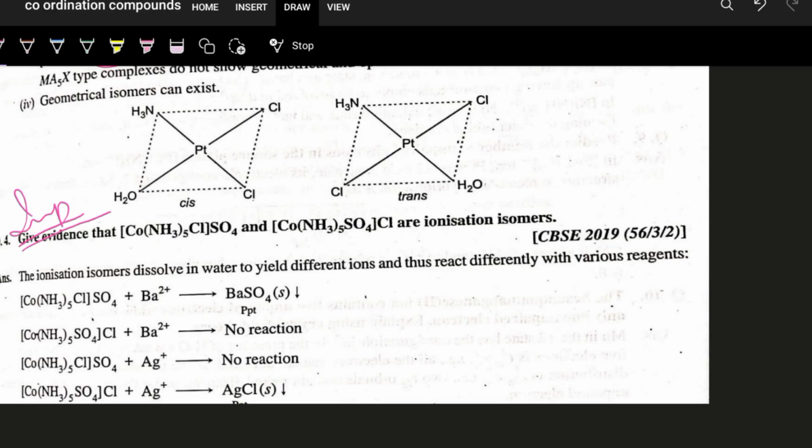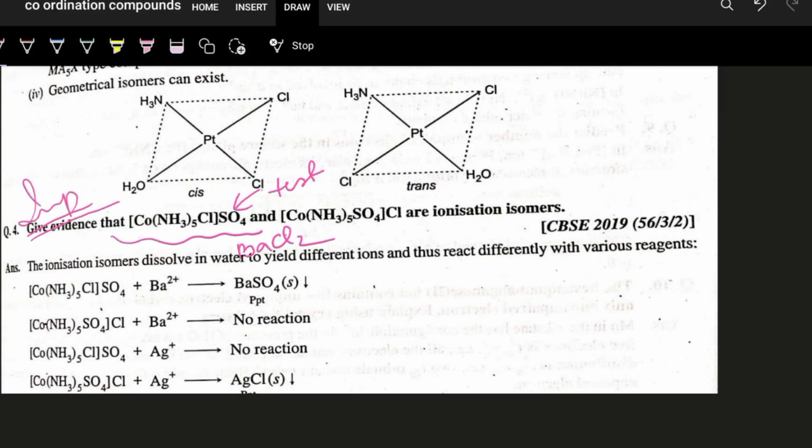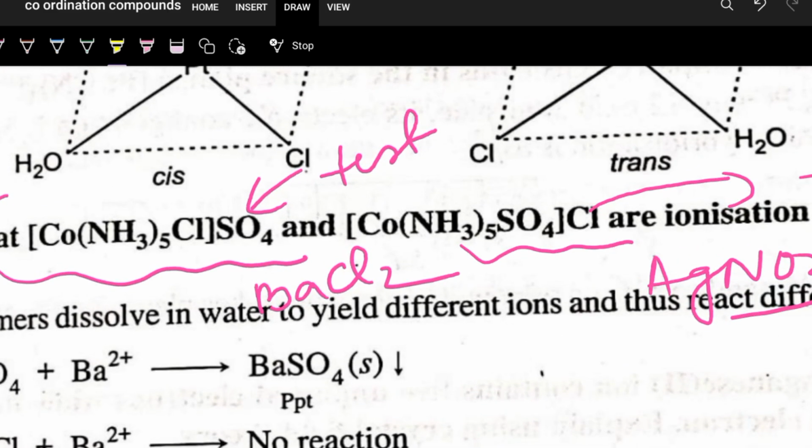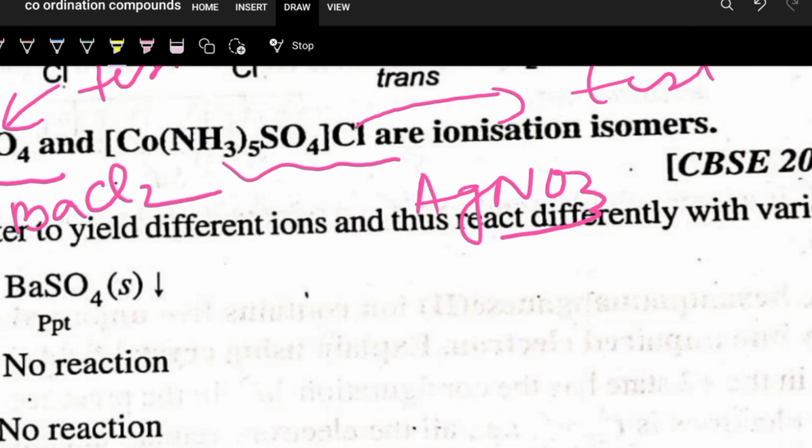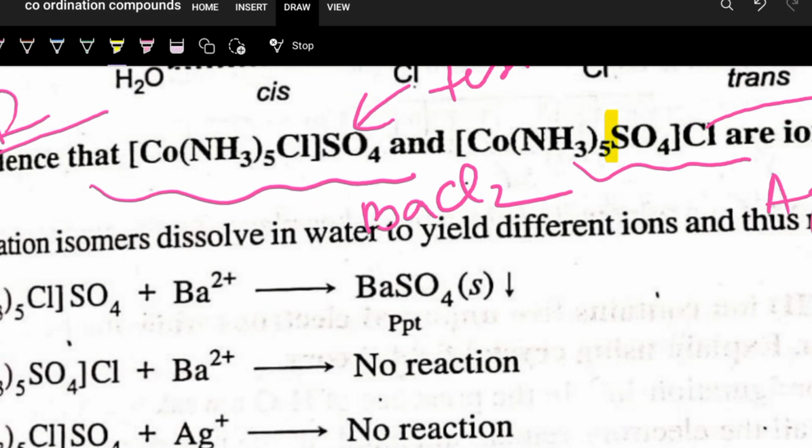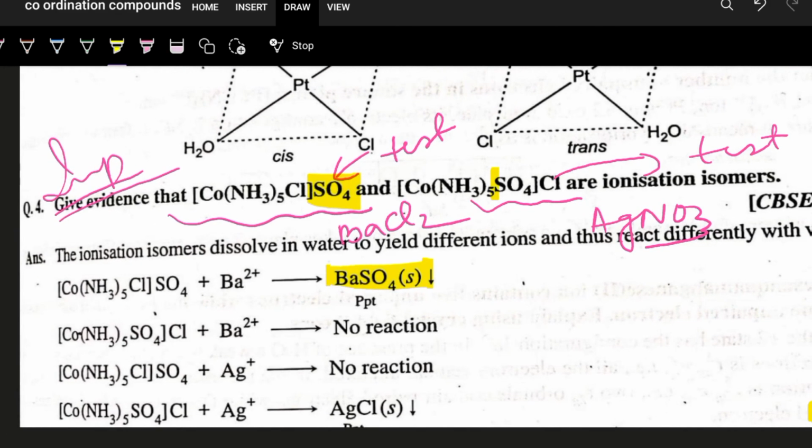You have to give evidence that these are ionization isomers. If these are ionization isomers, this particular compound should give the test for sulfate. You can use the barium chloride test, and this particular compound should give the test for chloride, and you can use the silver nitrate test just as you use in your practical. So what is the test? For sulfate, using barium chloride, you will get a white precipitate of barium sulfate. You can also use the lead acetate test, you will get a white precipitate of lead sulfate.